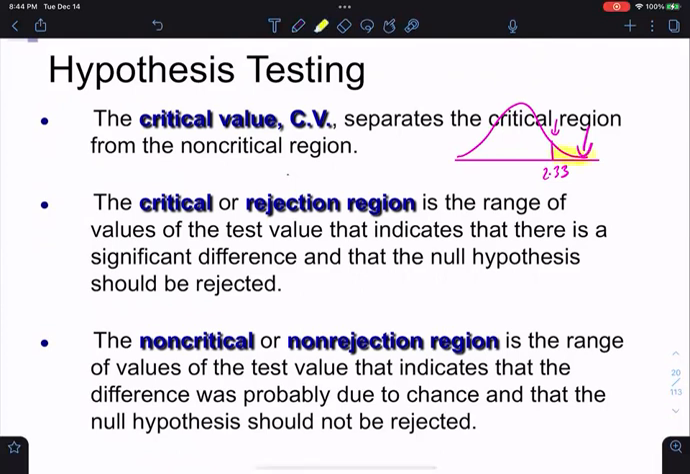So if anything falls within that area, that means that you will have to reject the null hypothesis. And if something falls within this other region, then you will say that's the non-critical region or the non-rejection region, and you will fail to reject the null hypothesis. So that difference might be due to chance.